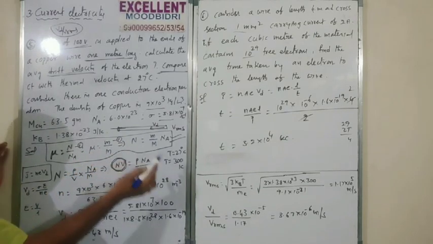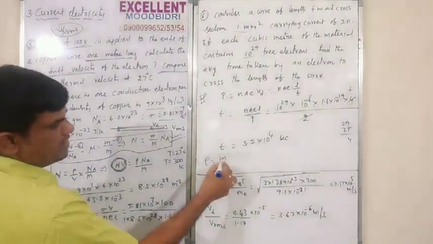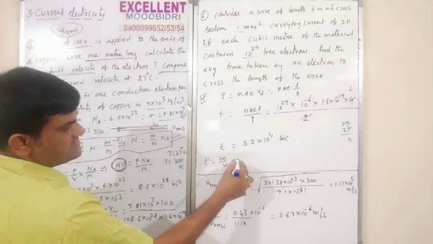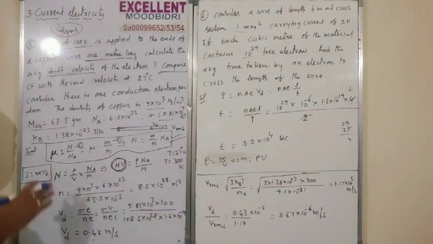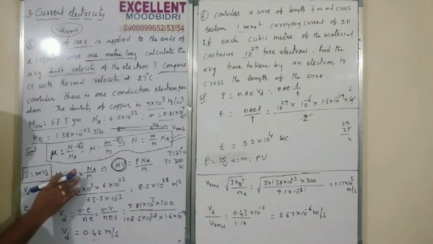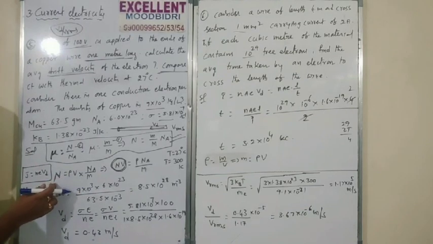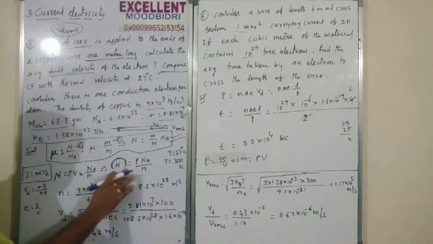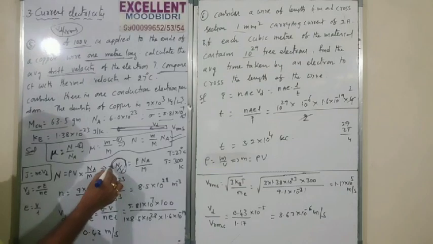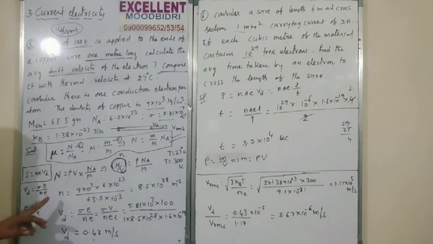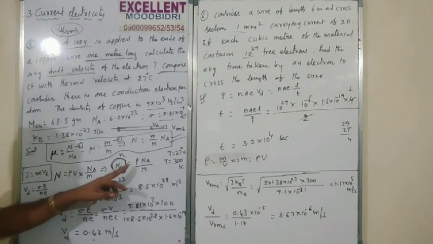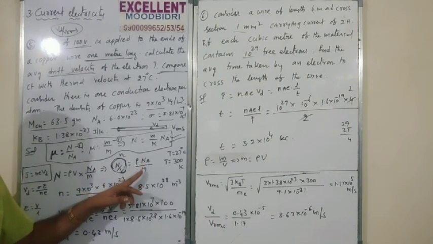Mass density is equal to mass by volume, so mass is equal to density into volume, not density by volume. So rho into V. This V you can transfer to that side, then it becomes N by V, and N by V is equal to small n. Now it is correct. So n is equal to rho into Na by M.